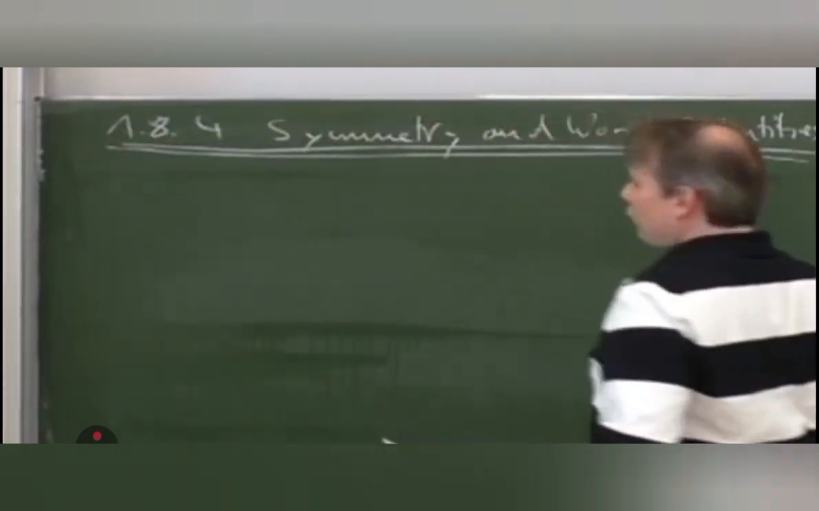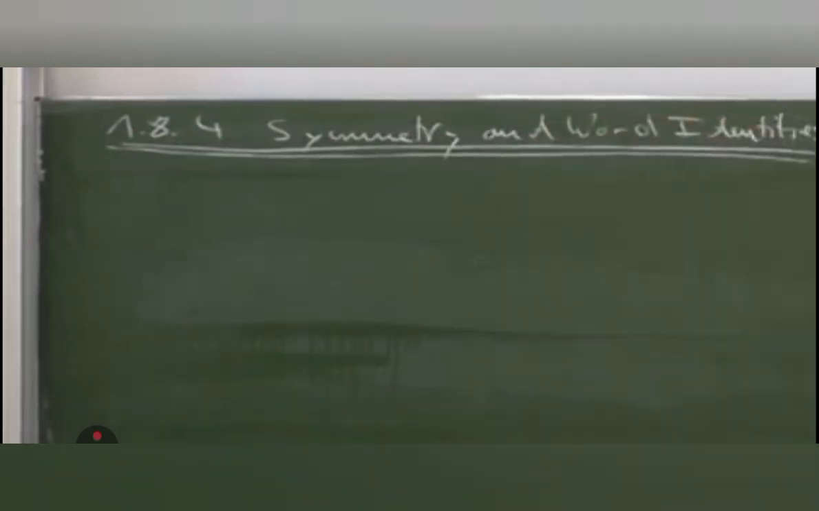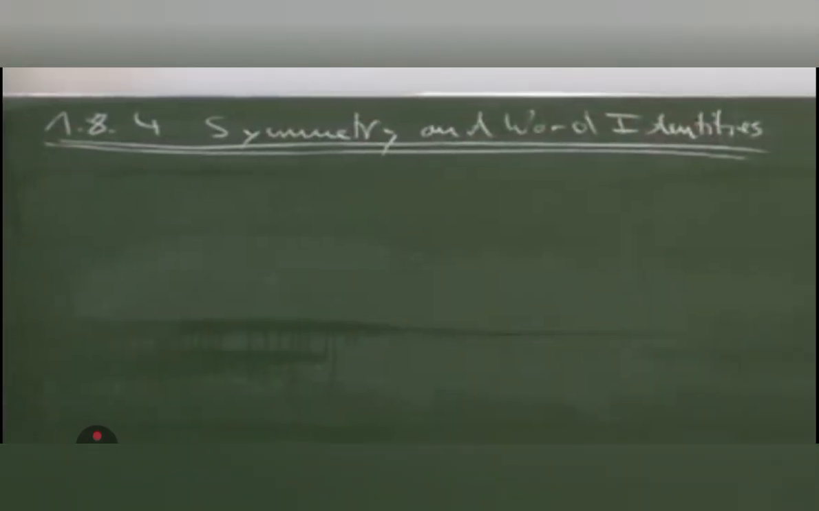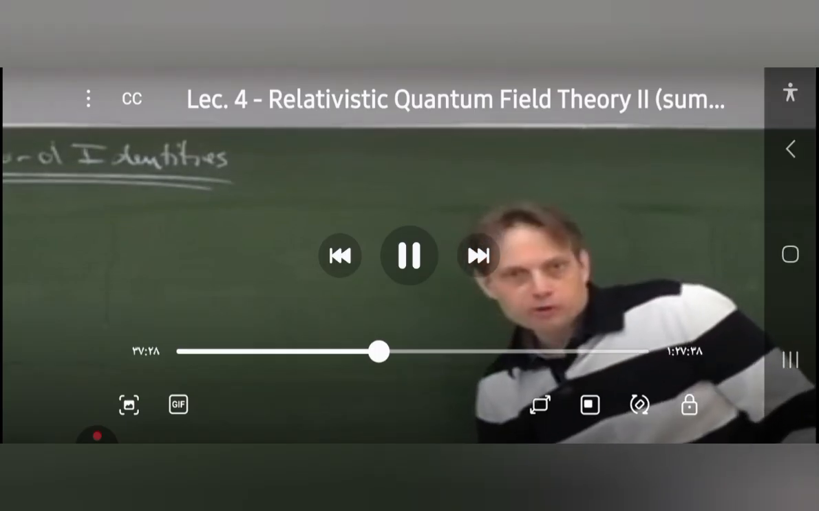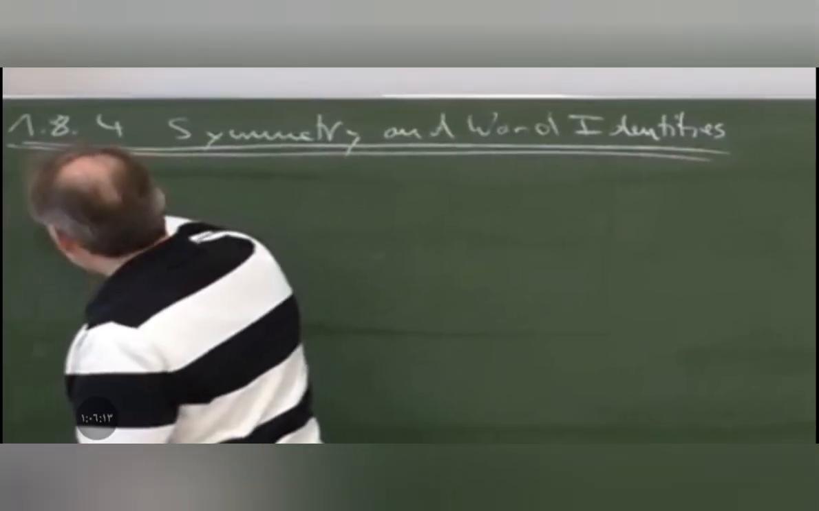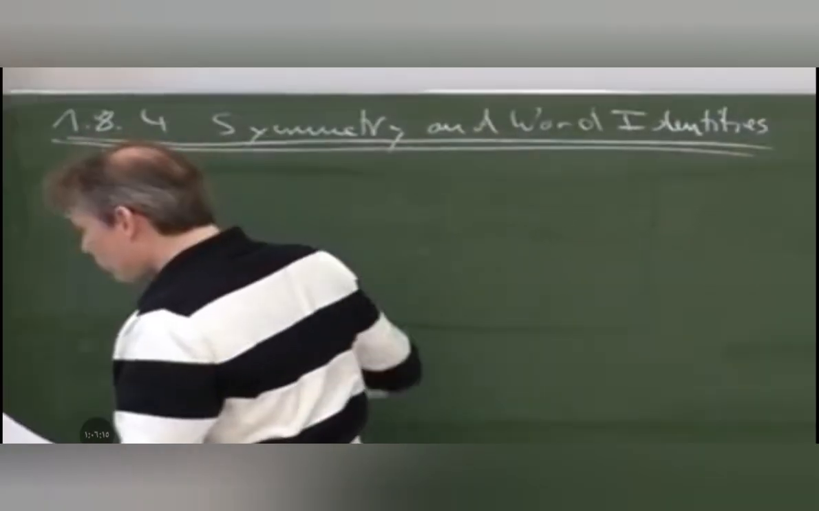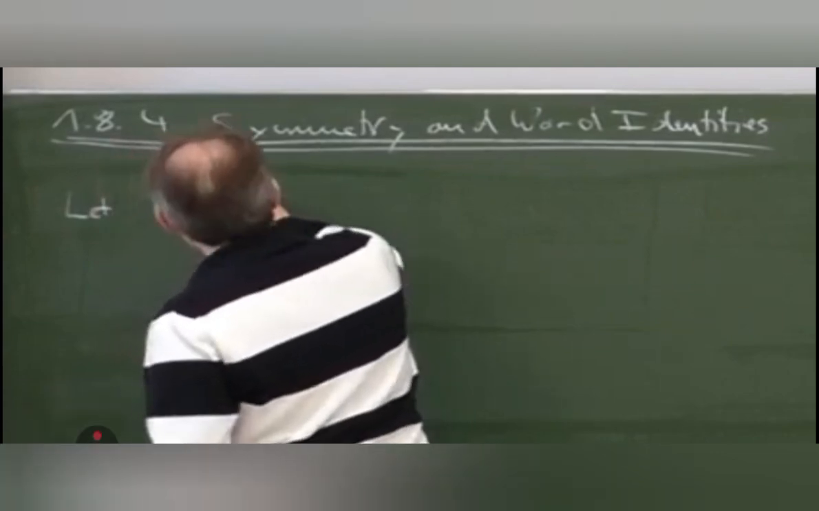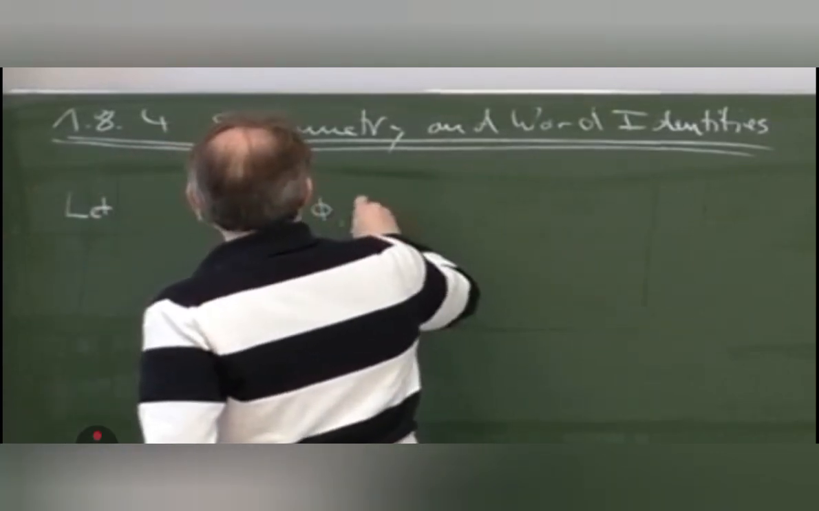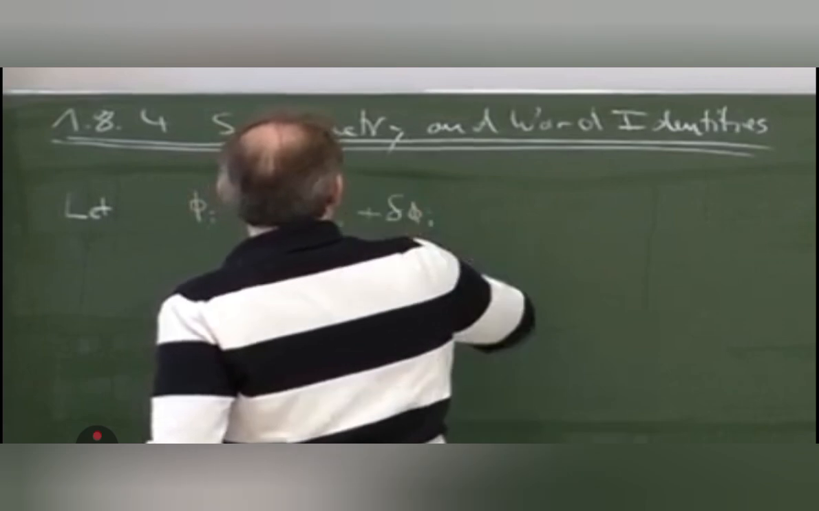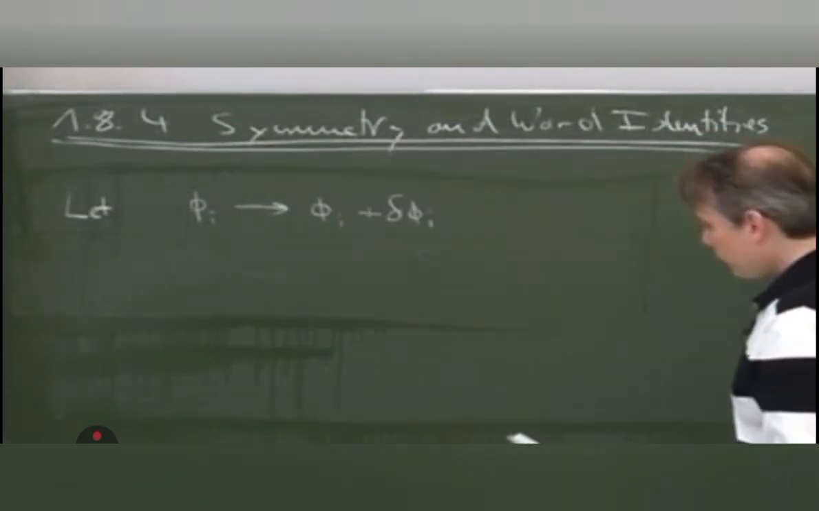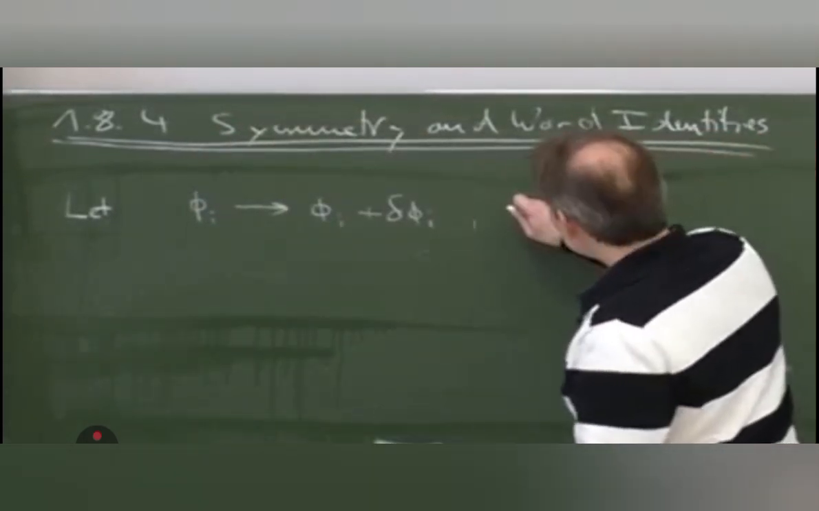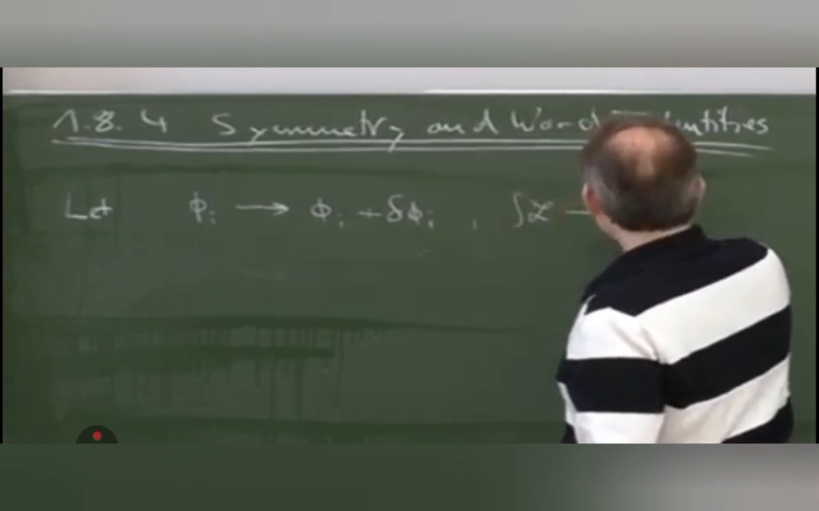And I will soon explain that the term Ward identities here is meant in a quite general sense. There are a few different terms like Slavnov-Taylor identities also, and their meaning depends on the author, but let's see. So let us look at some field transformation, phi_i goes to phi_i plus delta phi_i, and in this case the action should be invariant.